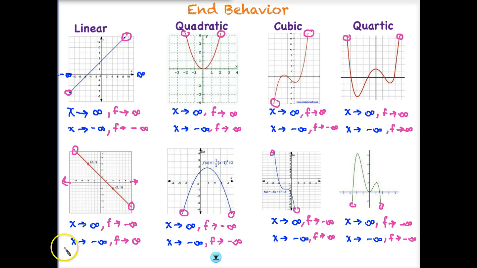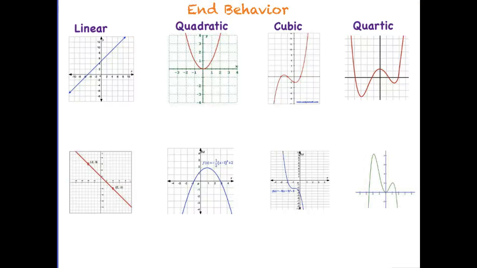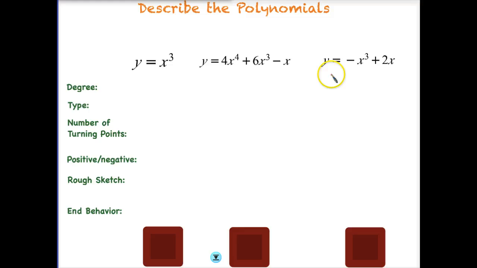Okay, now we have enough characteristics to actually sit down and describe some functions, describe their graphs. So let's conclude by doing that. Let's do an example for 3 of them. So here we have 3 graphs. Let's go ahead and list what we know about each one. So in this first one, we're going to list the degree. So our degree is 3.